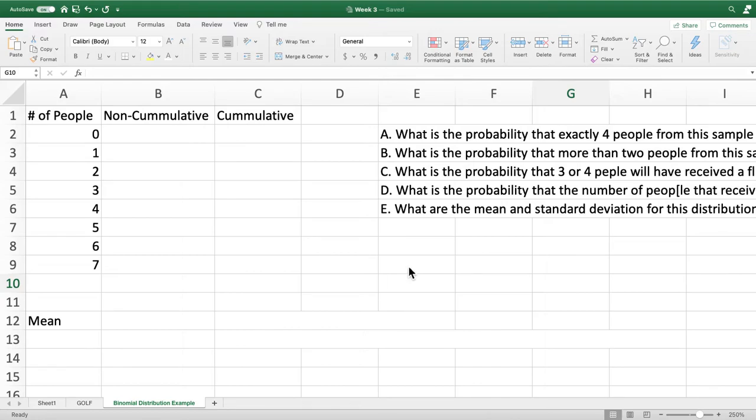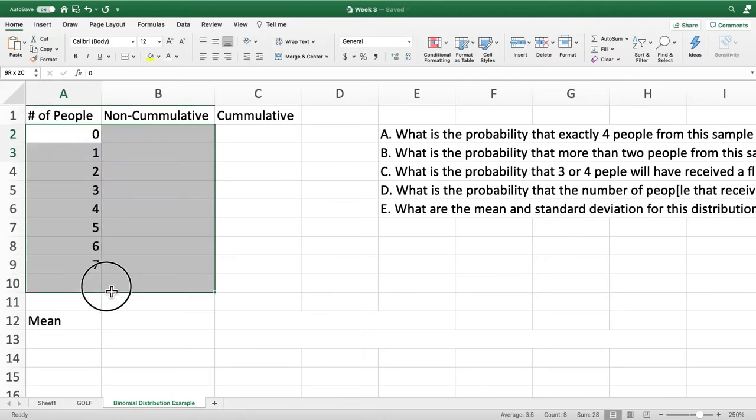Everyone, this video is going to show you how to use Excel to calculate binomial distribution probabilities and what those calculations mean. So we're going to use problem 5.50 at the end of chapter 5 to explain this. That problem says that the CDC estimates that 43% of Americans received a flu shot during the winter of 2016 to 2017, and a random sample of 7 Americans were selected. So, number of people is what we've got over here, 0 to 7.